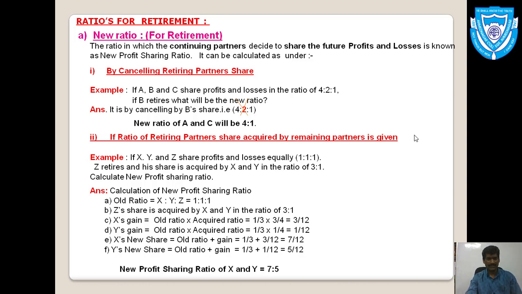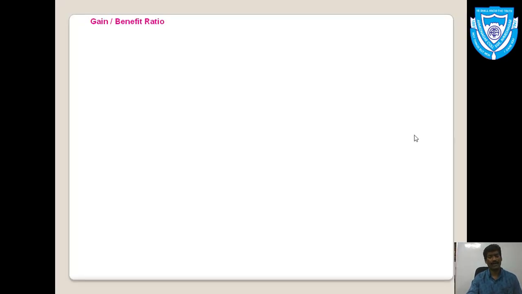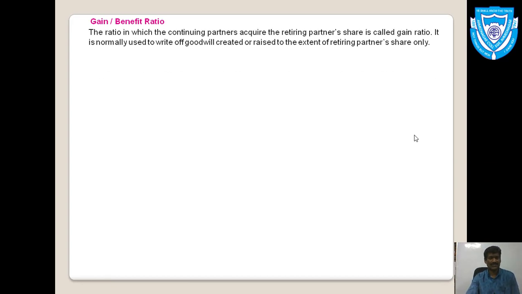So we have seen how to calculate new ratio by these two methods, which we have to apply in practical examples. Again, one more ratio is there, gain or benefit ratio. So let us see first what it means. The ratio in which continuing partners acquire the retiring partner's share is called gain ratio.